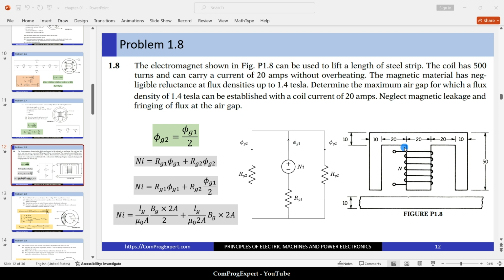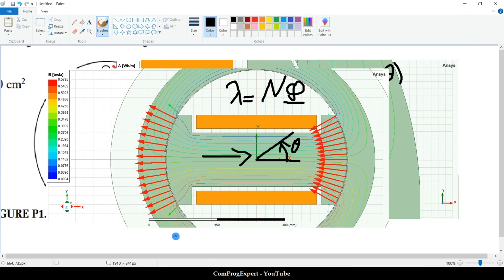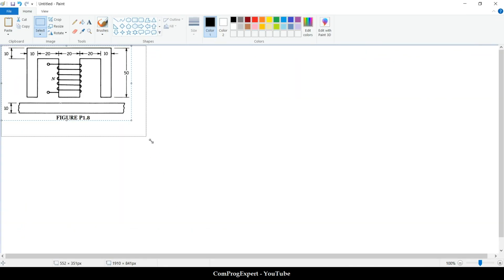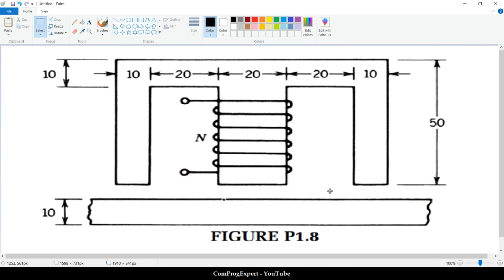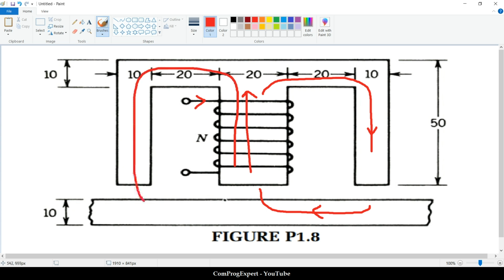So here, this is the case. We have this structure, and you know that when we excite this coil, we will have a field in this direction. So this is one flux line, and here we have one flux line, and we have a flux line path here. So dimensions are given.